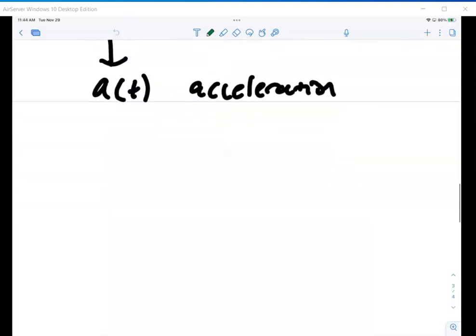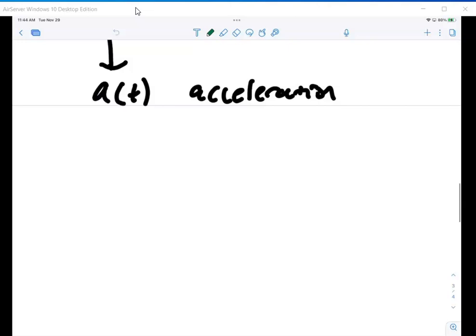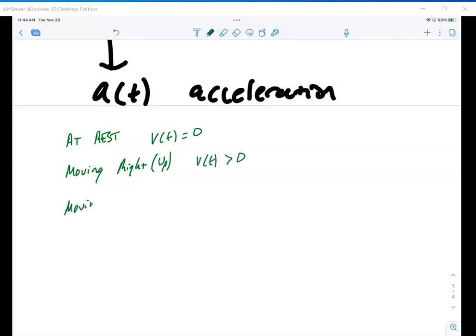Other words that you need to know for the physics section: At rest means velocity equals 0. Moving right or up, or whatever the question might say, is when velocity is positive. Moving left or down is when velocity is negative. So when it's at rest, it's not moving and the velocity is 0. Moving right is positive velocity. Moving left or down is negative velocity.